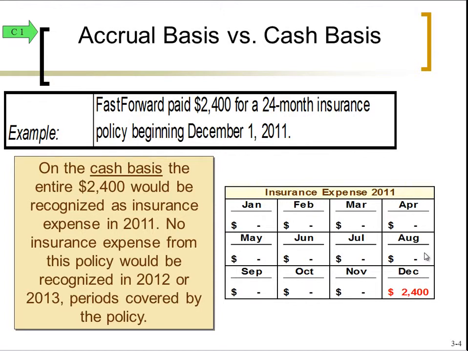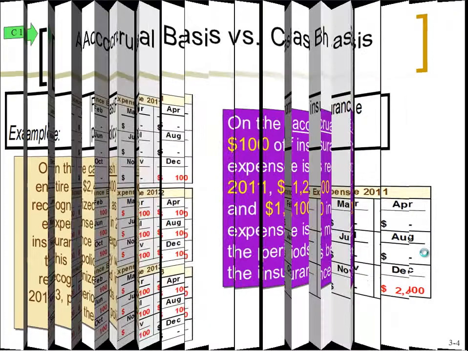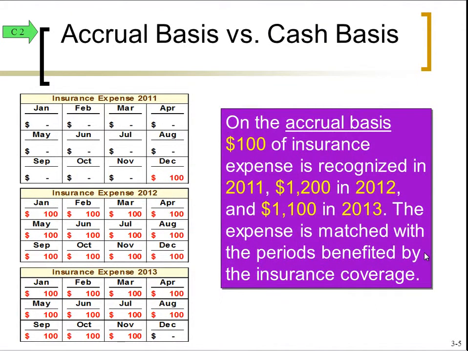And even though we're getting a benefit from that insurance for 24 more months through 2012 and part of 2013, we're not going to count any insurance expense there because we've already recognized all the insurance expense under the cash basis of accounting. Under the accrual basis of accounting, we're concerned with when did we use up that benefit. We don't really care when we paid the cash, whether we pay it early, whether we pay it later. We're concerned with when did we use the underlying benefit. If you take the $2,400 divided by the 24 months, you get a nice round $100 of insurance expense that should be recognized every single month.